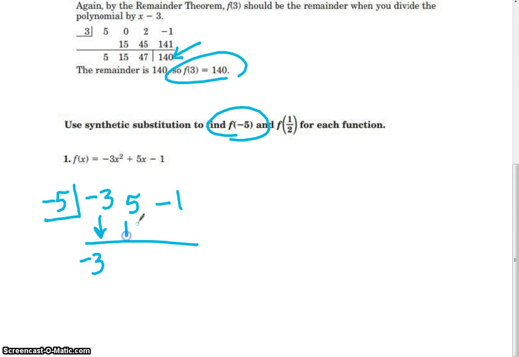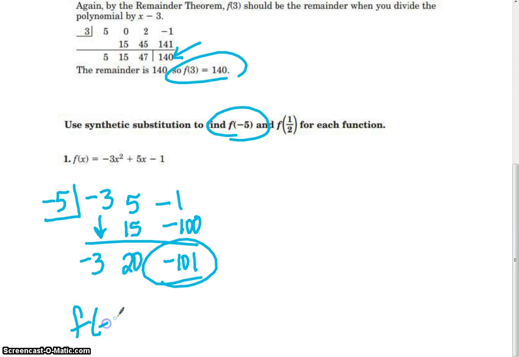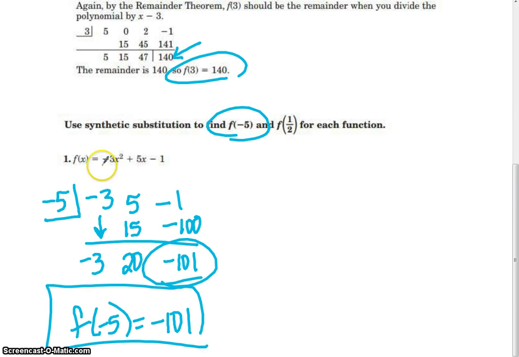-5 times -3 is a +15. 5 plus 15 is a +20. -5 times 20 is a -100. -1 and -100 give you a -101. This is your remainder, therefore it's your solution. F of -5 is equal to -101. Okay, that's an answer. If you took this problem and you put -5 in everywhere you see an x, you would get -101.